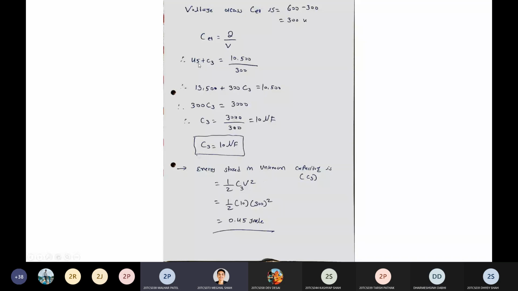In the class example, see, both sides I have not multiplied with 10 raised to minus 6. See, 45 is what? 45 microfarad. Same way here, 10,500 microcoulomb. So both sides I have not multiplied with 10 raised to minus 6, so that becomes equal. So when you multiply 300 into 45, that becomes 13,500 plus 300 C3 is equal to 10,500. Clear? Clear, all of you? Yes, sir. So I think it is right.